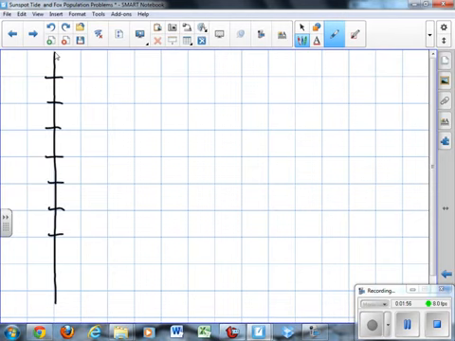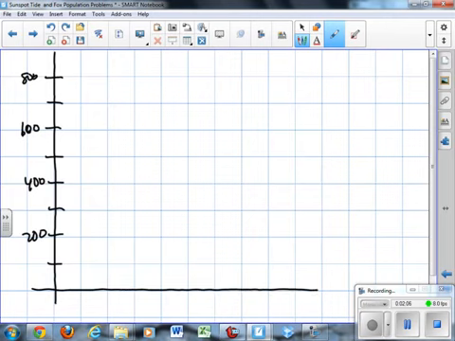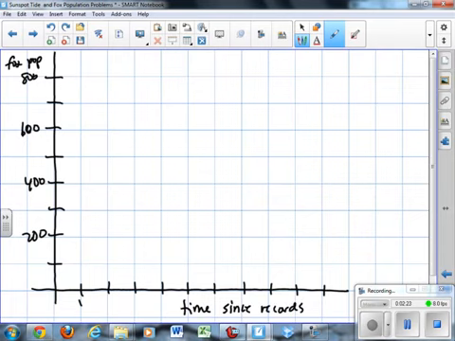And I'm going to quickly draw the graph. If it takes you longer than just pause and get caught up. So here's my y-axis with the fox population on it. So this is fox population. My x-axis is going to be time since the records have been kept. So, time since records started.